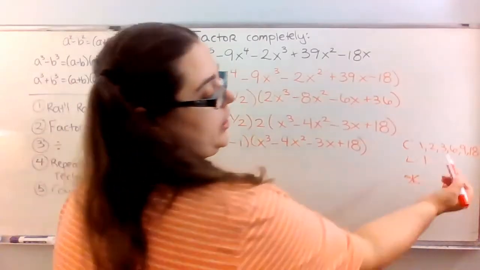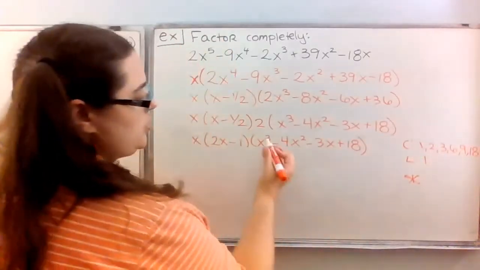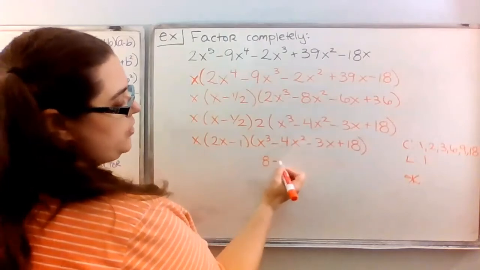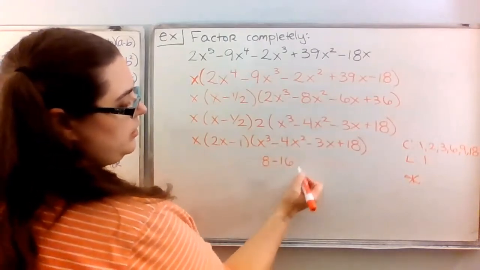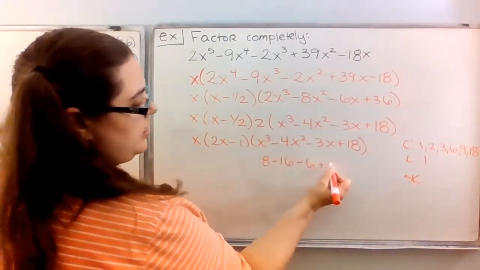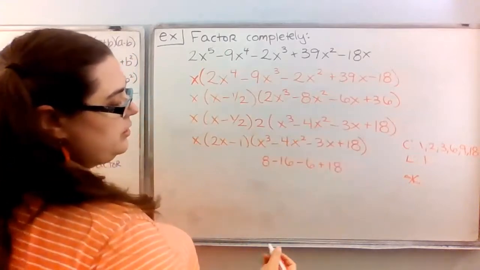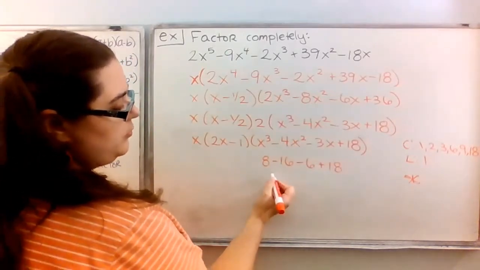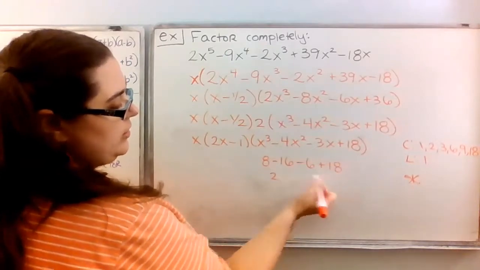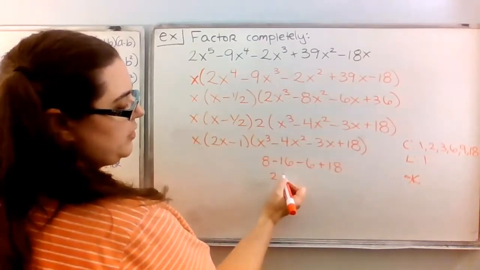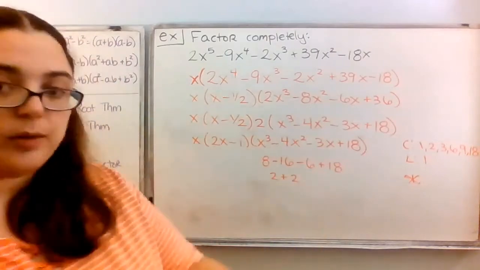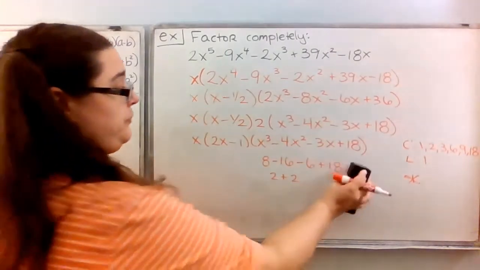So next we'll try 2 over 1. So 2 cubed is 8. 2 squared is 4. So this is minus 16 minus 6 plus 18. Let's see, 8 minus 6 is going to give me 2. 18 minus 16 gives me 2. Oh, nope. Positive 2 did not work.